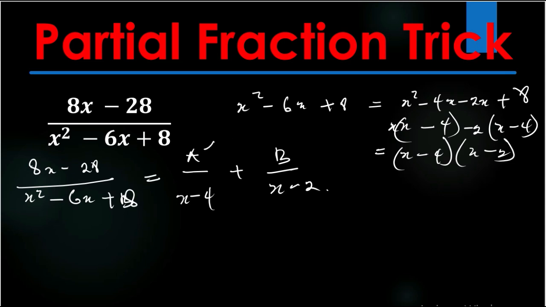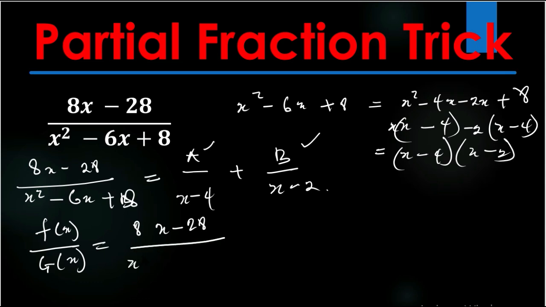Now we want to find a and b. Well, we're going to use a method that will save us from using the laborious old method. What we need to do is understand that f of x over g of x is the same thing as 8x minus 28 over x squared minus 6x plus 8.